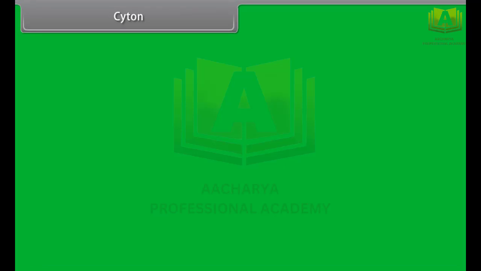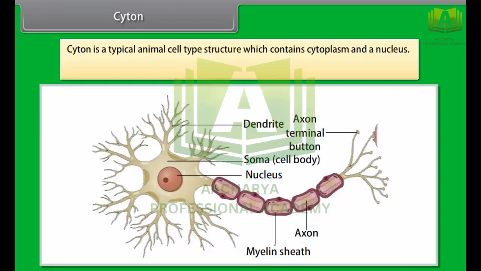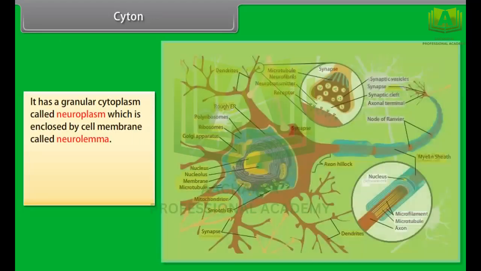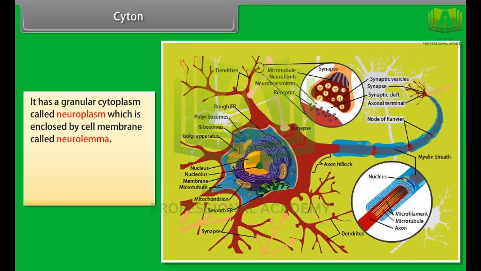Cyton. Cyton is a typical animal cell type structure which contains cytoplasm and a nucleus. It is spherical in shape and about 4 to 135 μm. It has a granular cytoplasm called neuroplasm, which is enclosed by a cell membrane called neurolemma. It also has a large spherical and central nucleus with a nucleolus.